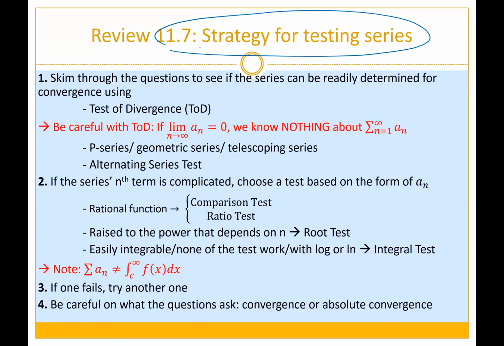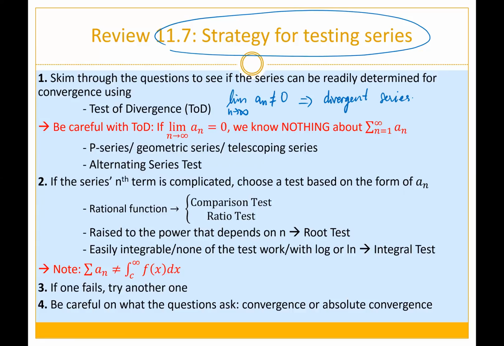So first of all, skim through the question to see if the series can be readily determined for convergence using the test for divergence. Remember, the test for divergence says if you take the limit as n approaches infinity of the a_n term in the sequence and it's different from 0, then you have a divergent series.